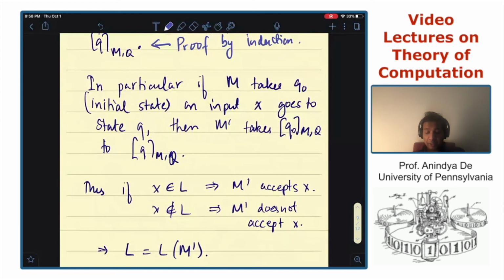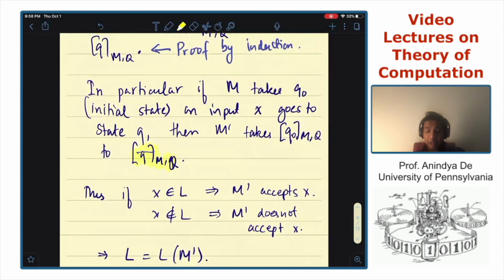But this immediately implies that if x is in L, then q is an accepting state, and thus the equivalence class of q, [q]_{M,q}, this state [q]_{M,q} is an accepting state in the DFA M prime. Vice versa, if x is not in L, then q is a non-accepting state, which means [q]_{M,q} is a non-accepting state in the DFA M prime.